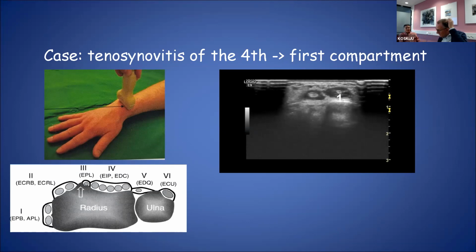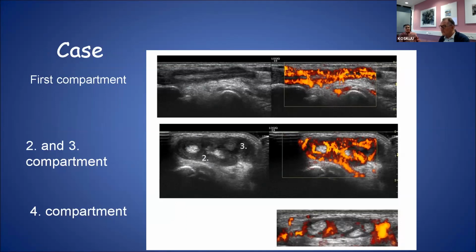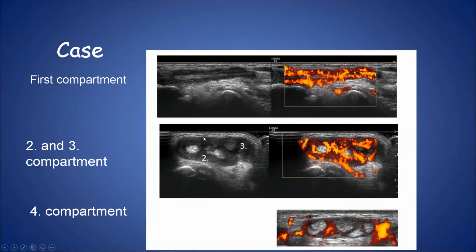Just showing you that we can make a differentiation between joint inflammation and tendon inflammation. The joints were perfect, no inflammation, but there was a widespread tenosynovial inflammation, also depicted with Doppler, as we see here. In the first compartment, there were grayscale changes, widening of the tendon sheath with anechoic or hypoechoic material, and Doppler. And this was the third compartment, which goes over the second compartment. Everything is covered by inflammation here, seen with Doppler, and the fourth compartment. So it was extensive.